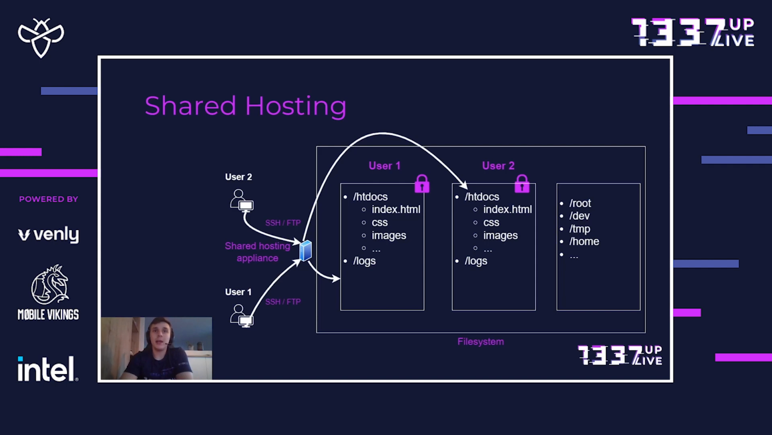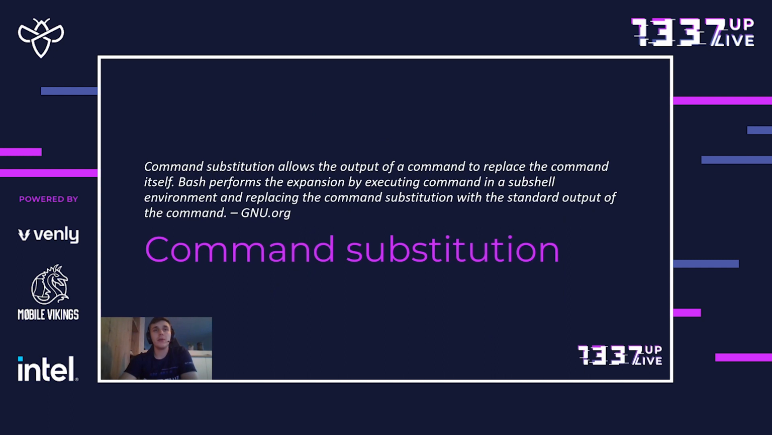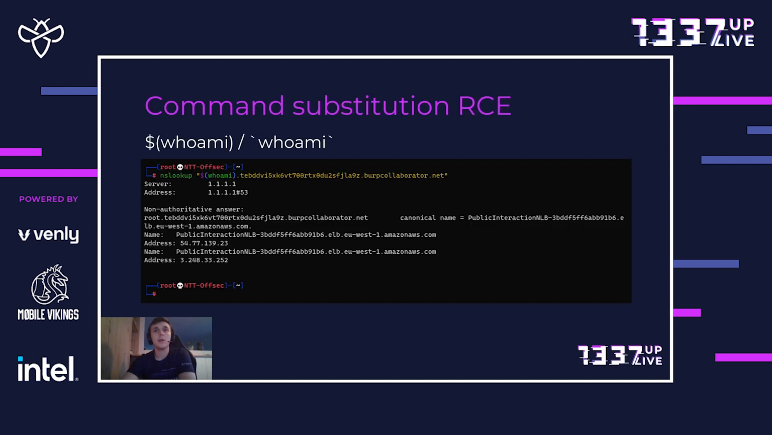Now, we will have a look at one method to escape our jail and compromise all users on the same appliance. The first vulnerability we'll have a look at is command substitution. This basically takes the output of a specified command and uses it as an input for a second command. Now, the interesting part here is that the substitution is already happening before the second command is being executed. So we'll use this in order to execute code before we end up in a jailed environment of the user. There are two ways to perform command substitution. One is with a dollar parentheses syntax, and the other one is with backticks.